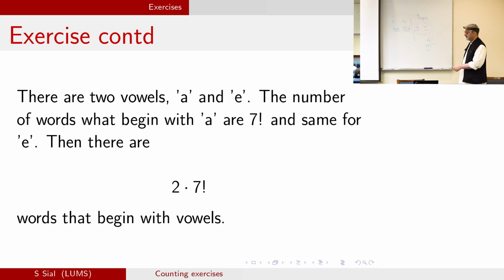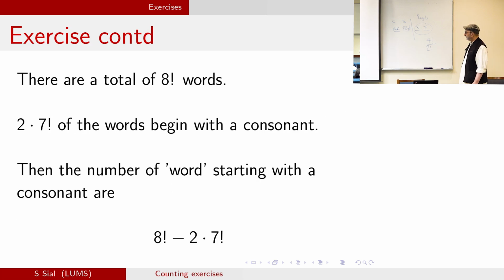And then there's, for the E, same reasoning. There's 7 factorial strings which start with E. So there are 2 times 7 factorial which start with vowels. There were 8 factorial total strings, so 8 minus the ones that start with vowels are the number that start with consonants. So 8 factorial minus 2 times 7 factorial.